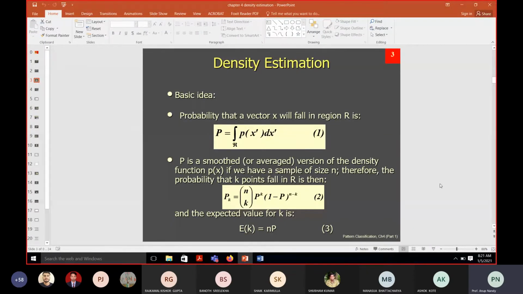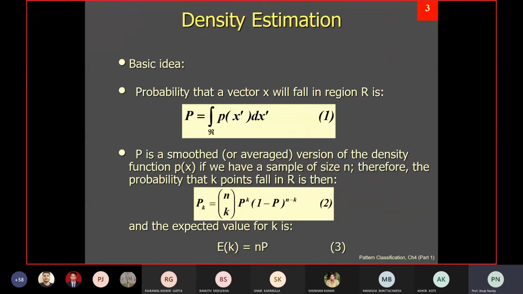Now here, you have a region R. This is the basic idea that people are using. Let R be a region. This region can be a sphere, or you can have a sphere of some small radius with some centroid x, that you have considered in this way.